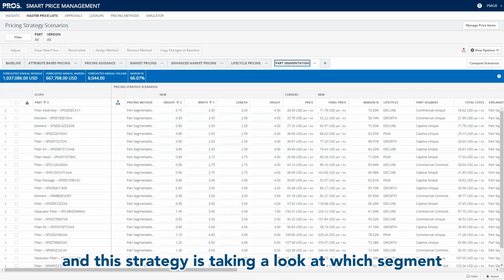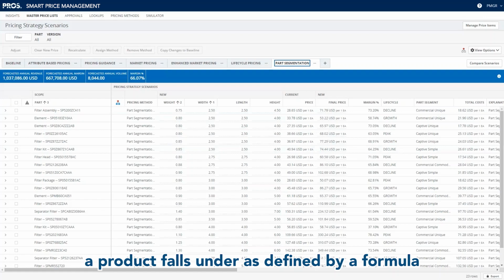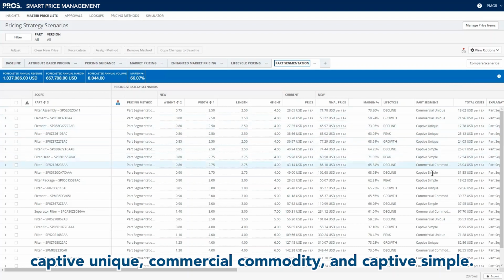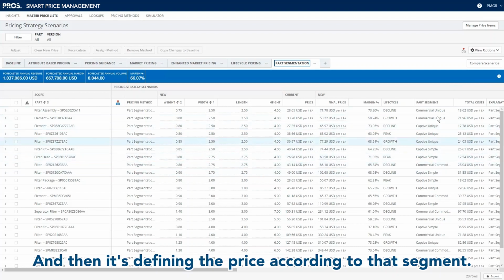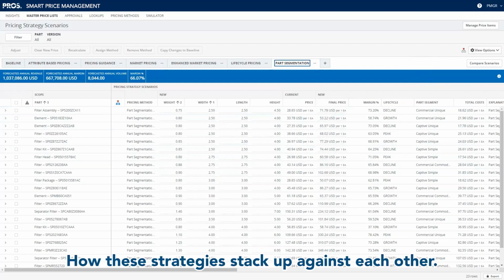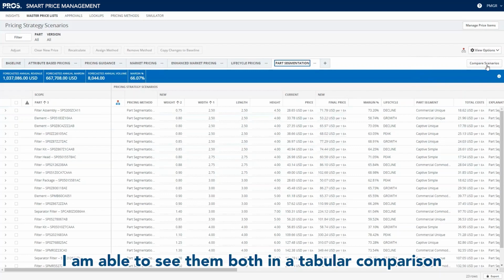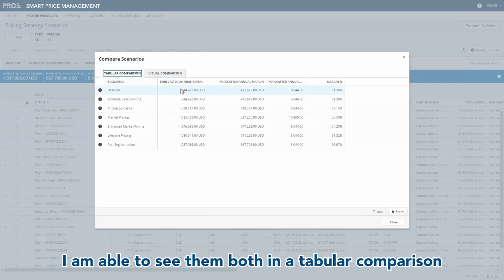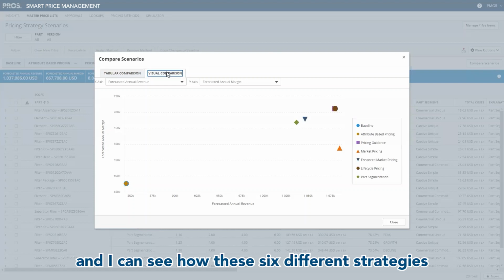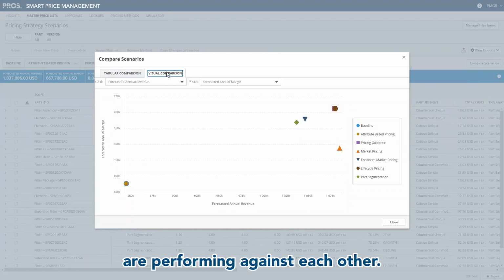And this strategy is taking a look at which segment a product falls under, as defined by a formula, such as commercial unique, captive unique, commercial commodity, and captive simple. And then it's defining the price according to that segment. Now, of course, I want to be able to see all of these in a single view, how these strategies stack up against each other. I'm able to see them both in a tabular comparison as well as visually. And I can see how these 6 different strategies are performing against each other.